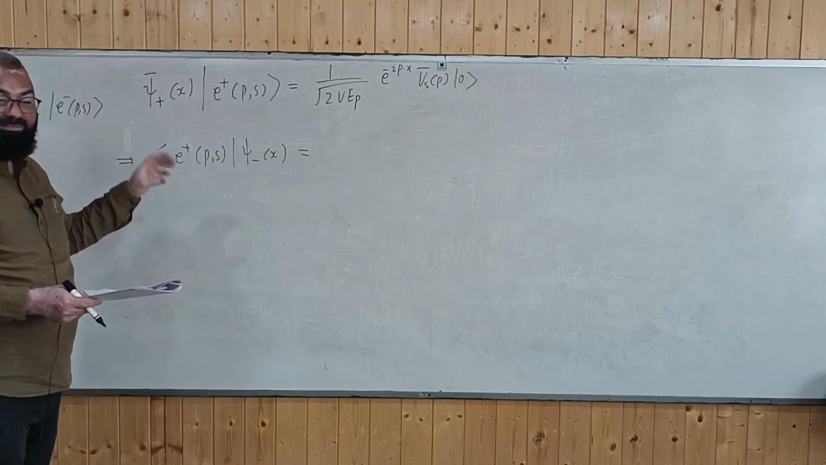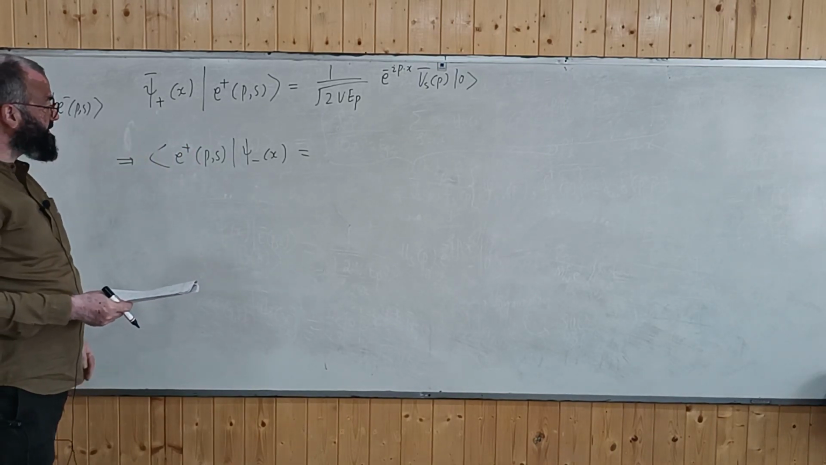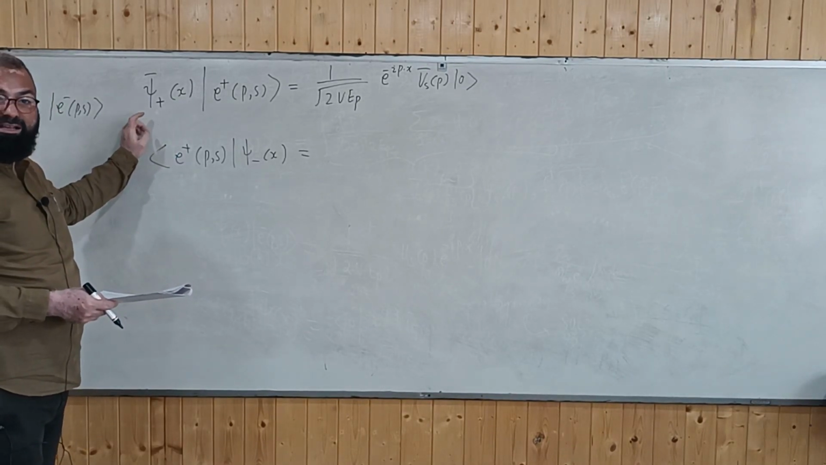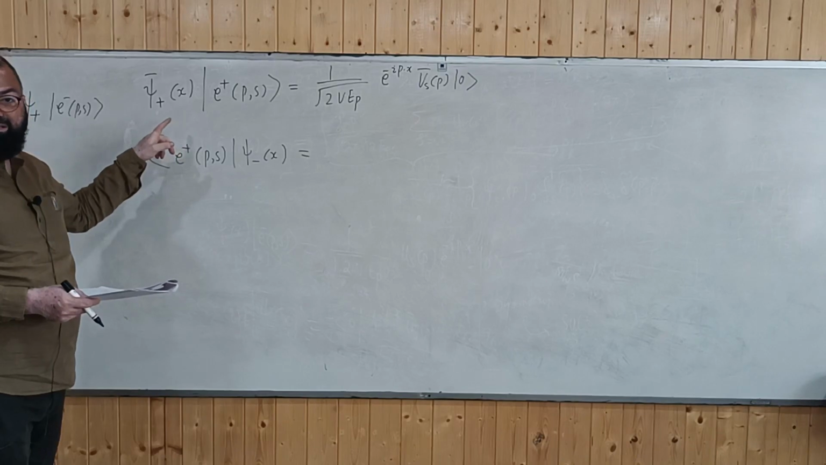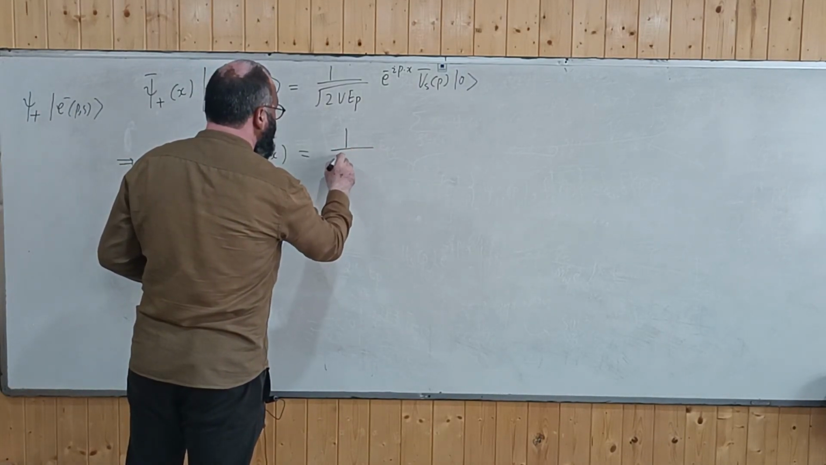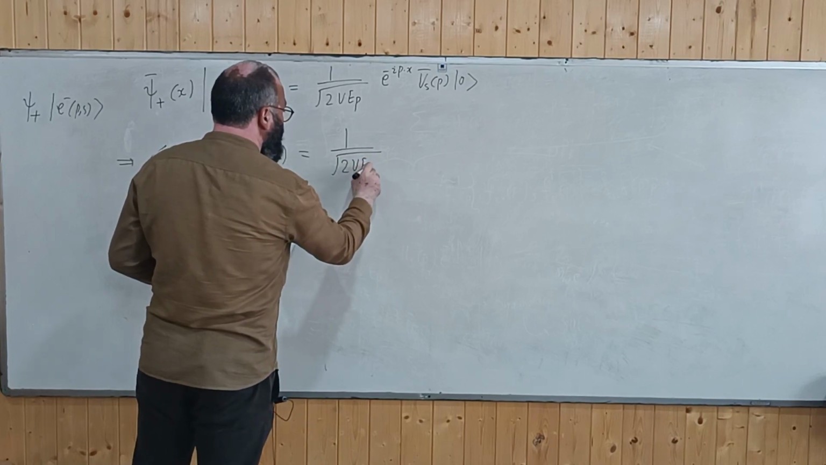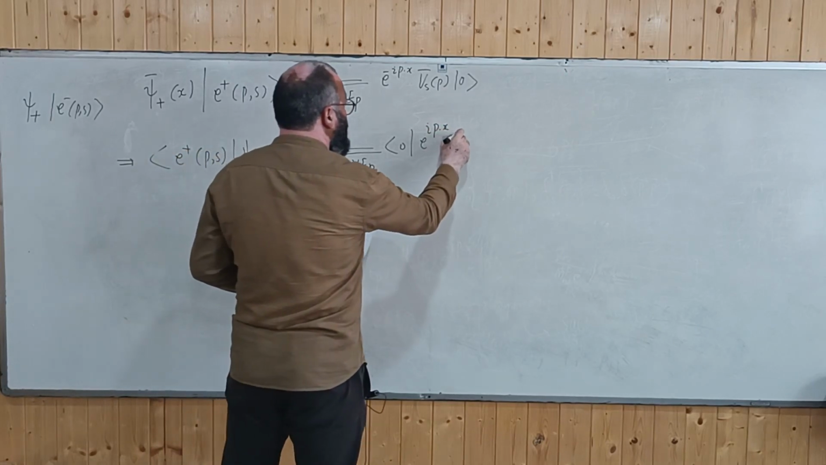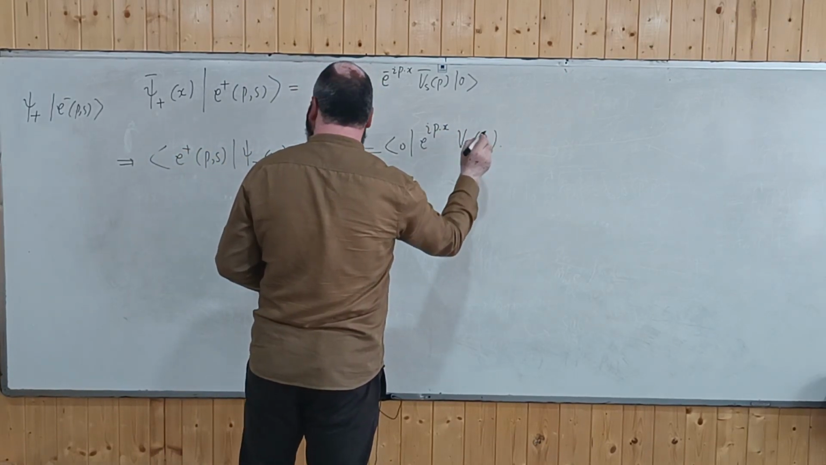Understood? Okay. We have to be careful with the notation. This kind of notation we have already utilized in doing the Feynman diagrams, and that's why we should stick to it. So it is 2 E_p, the vacuum, e to the power i p dot x.